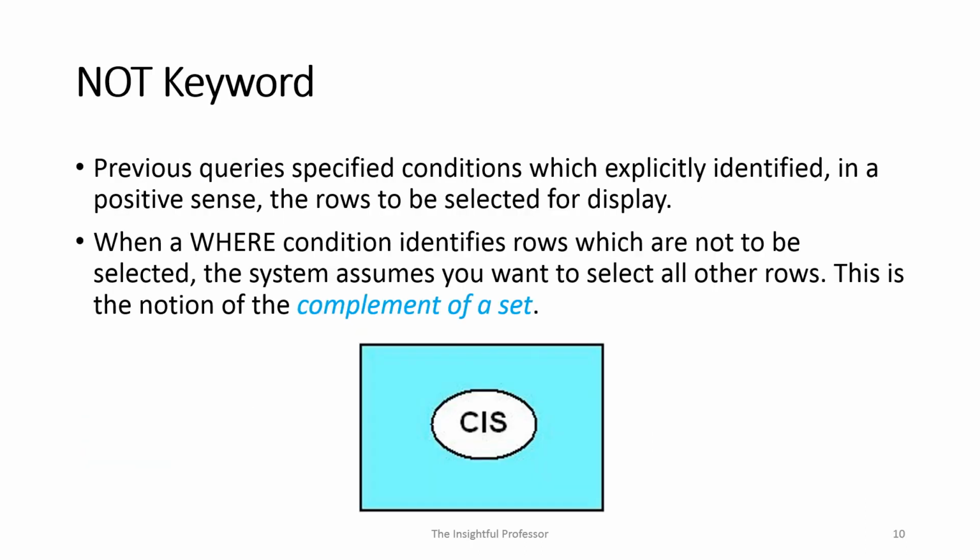Now, the next Boolean operator is not. And this one can be a little confusing. Let me explain what I believe is a good way to understand how this works and to use it. In the previous queries, we expressed a condition, and we could say that that was kind of a positive sense. C department is equal to CIS. And the rows that were retrieved were the rows for which the condition was true.